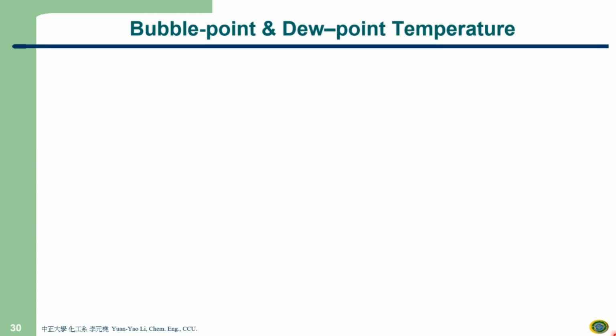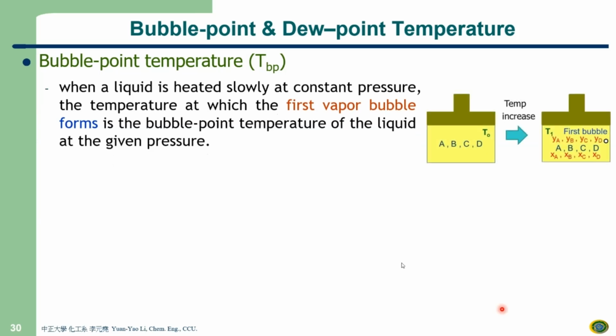So what is the dew point and bubble point temperature? The bubble point temperature we denote as T sub BP. BP stands for bubble point. So when a liquid is heated slowly at constant pressure, the temperature at which the first vapor bubble forms is the bubble point temperature of the liquid at a given pressure. So I hope you still remember this. I just give you an example. If I increase the temperature, the first bubble forms, right? So this is what we call bubble point temperature, because you increase temperature.